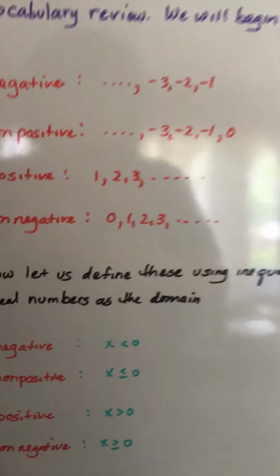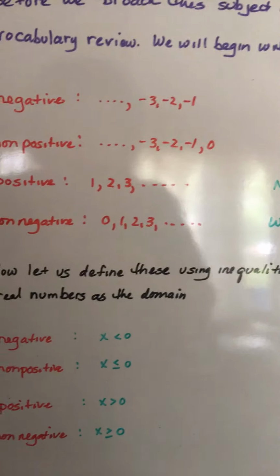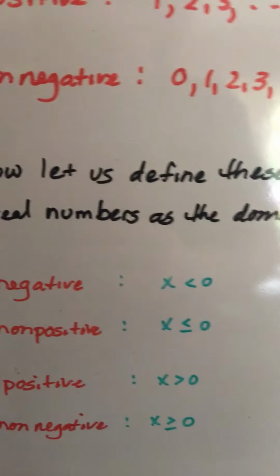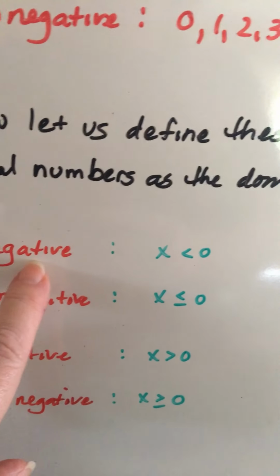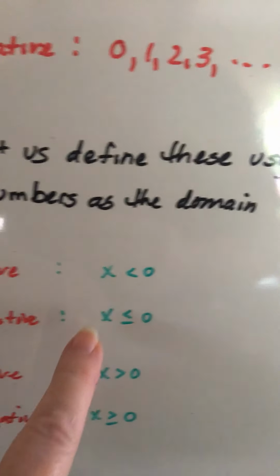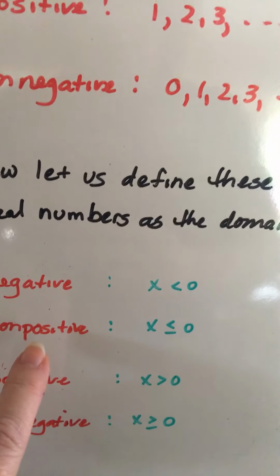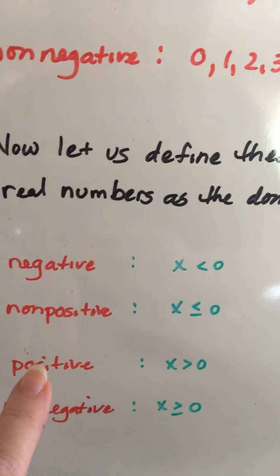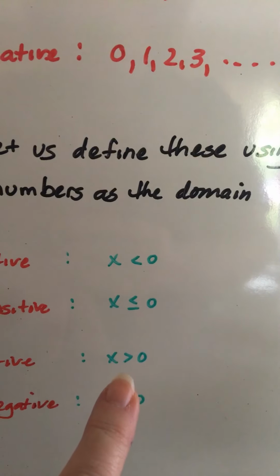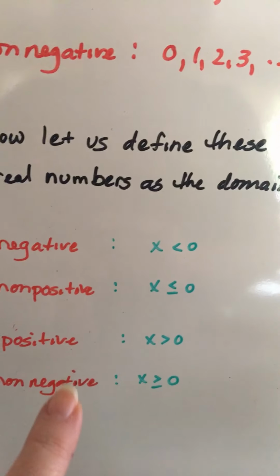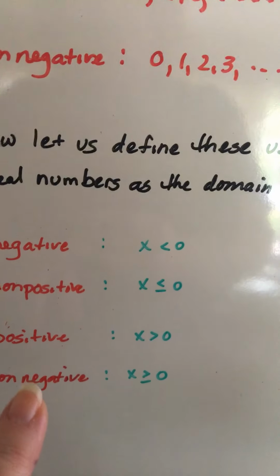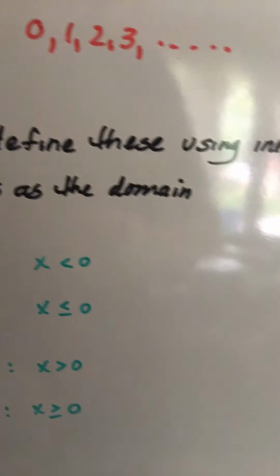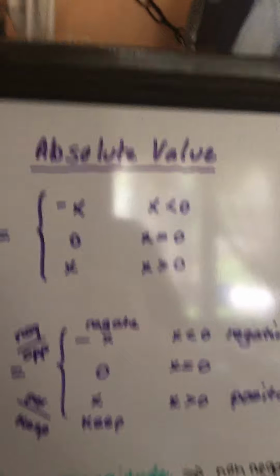Now let's define these using inequalities with the real numbers as a domain. You can pick whatever letter you want. I just use the letter X. It's the standard. So negative says, oh, I'm less than 0. Non-positive said, oh, I've got to be negative, but I can also be 0. Positive, I can't be 0 and I can't be negative. Non-negative, I can't be negative at all, so I can be 0 or positive. Now, with this in mind, let's jump over to absolute value.